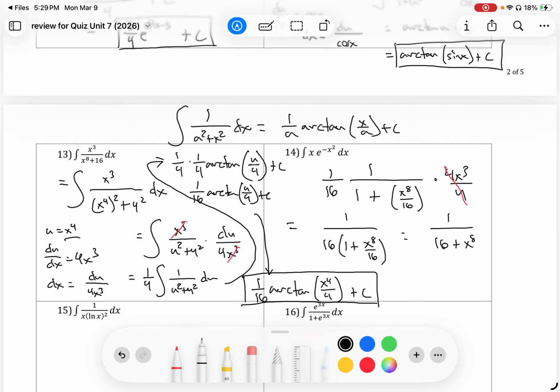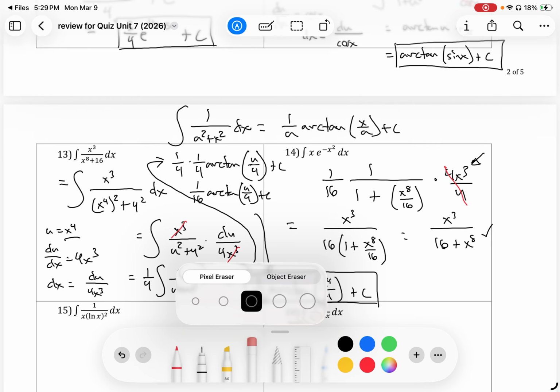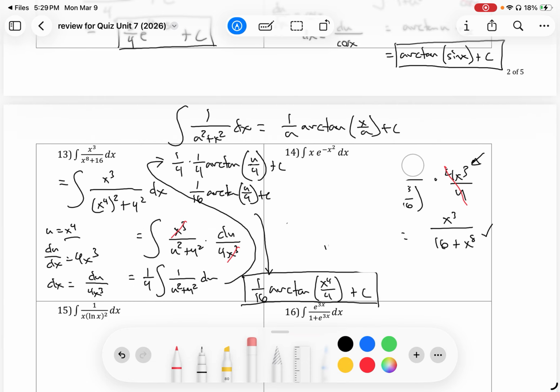Oh, I forgot my x cubed. So the numerator would be x cubed here, which is coming from that x cubed. And that's what I started with. So yes, my answer is correct. Okay, that's good.